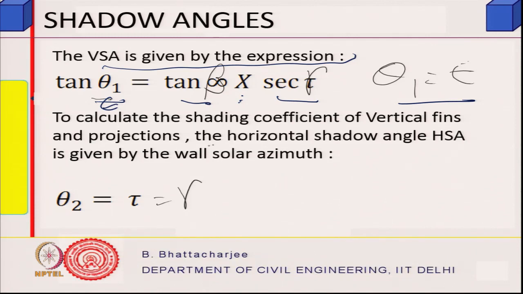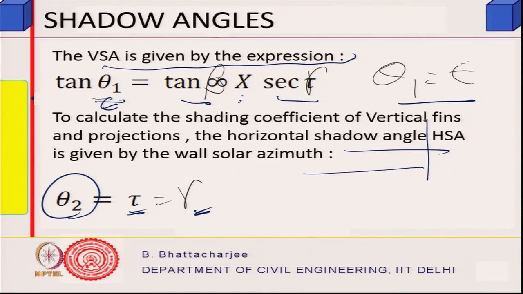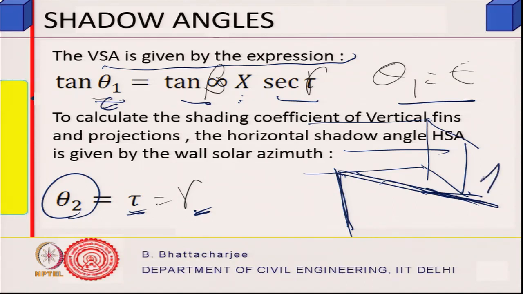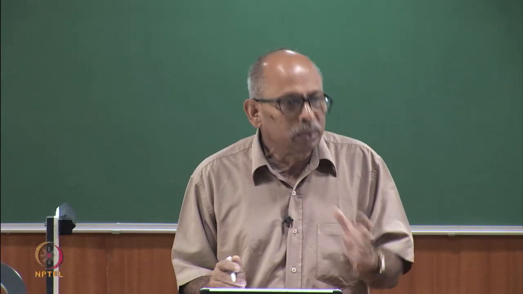To calculate the shading coefficient of vertical fins and projections, the horizontal shadow angle, we are calling it theta 2, is simply equal to gamma. You remember we talked about that, because this was the case of a vertical fin. Something like this is the window, and there is a vertical fin of this kind. This is the normal to the wall, and this is the sun at the point when the sun just touches. Beyond that, on this side it will block the sun completely. Here it will not block. So, it is exactly at that particular time.